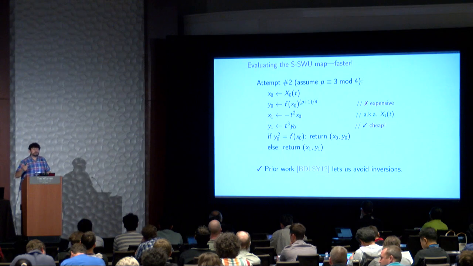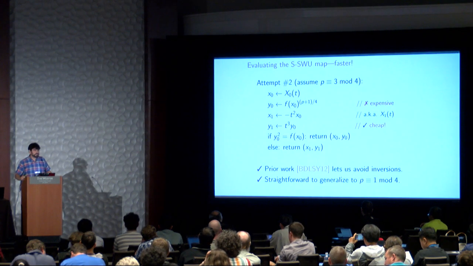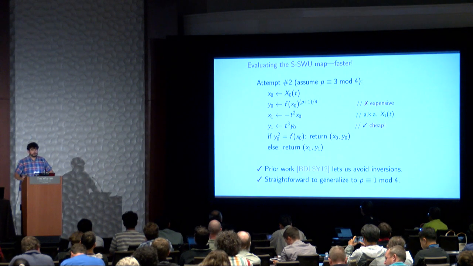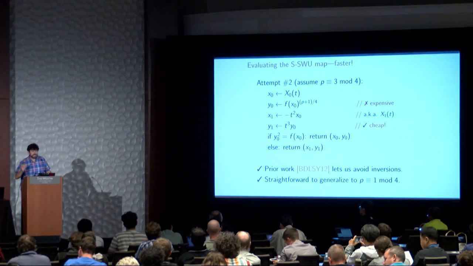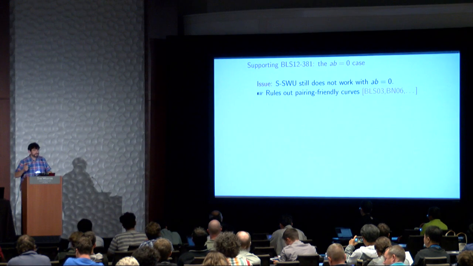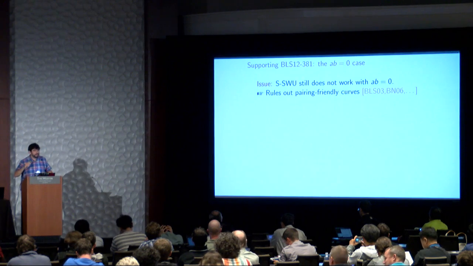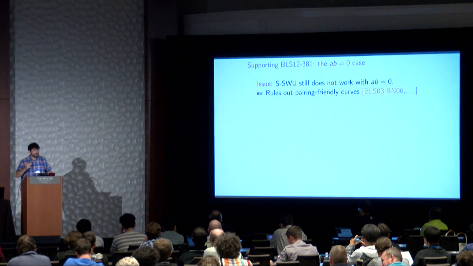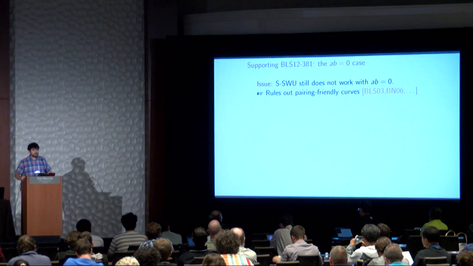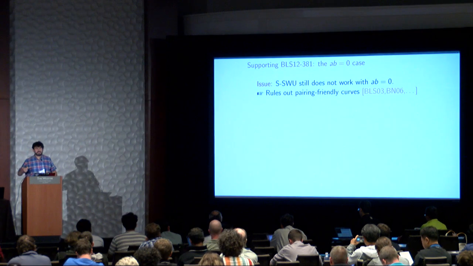And finally, what I've showed you is specialized to the 3 mod 4 case, but it turns out that this is quite straightforward to generalize. OK, so we're down to one exponentiation. So now the remaining problem is we still only support curves where A and B are not 0. So how do we get to 0? How do we get that last piece?